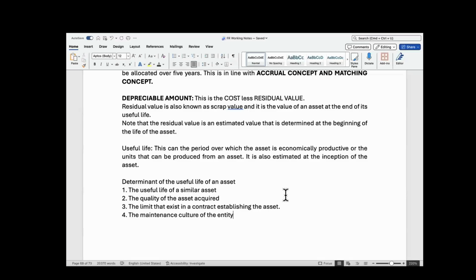And there are other items that can determine how long an asset can live. So that's majorly the useful life of an asset. And of course, this can also change. The same way residual value can change, useful life can also change along the period for whatever reason. Maybe after 2 or 3 years, you see that this asset is still okay, so you can extend its useful life.